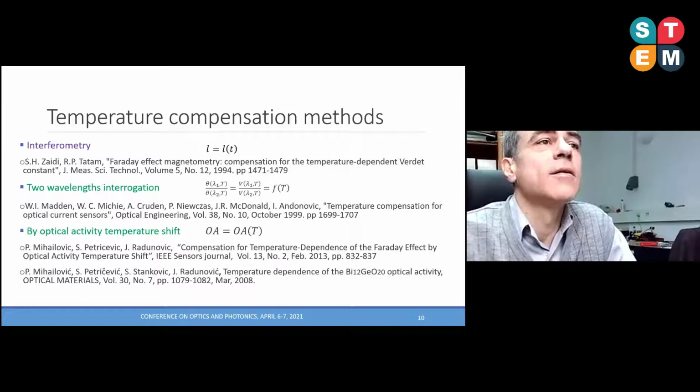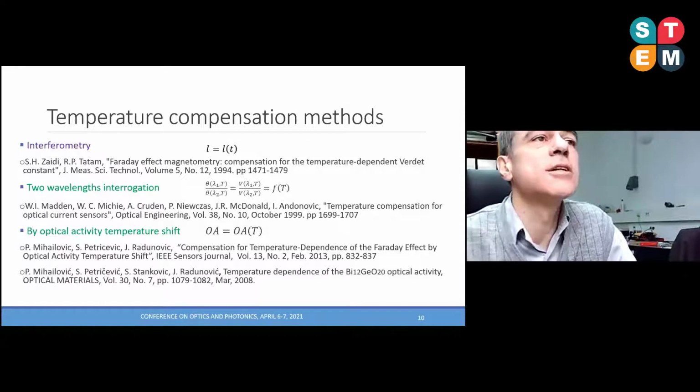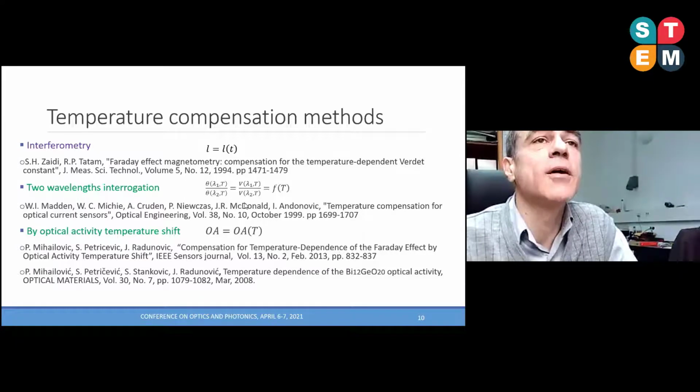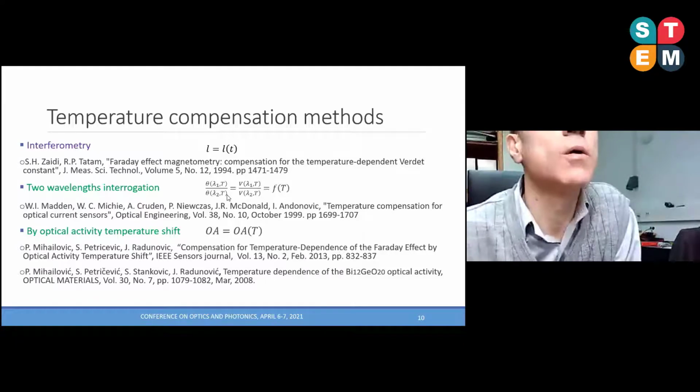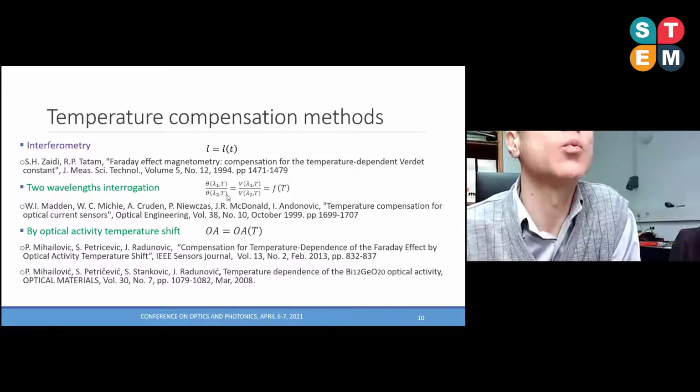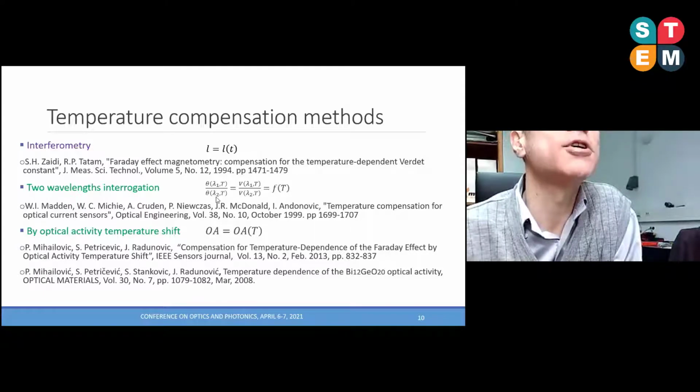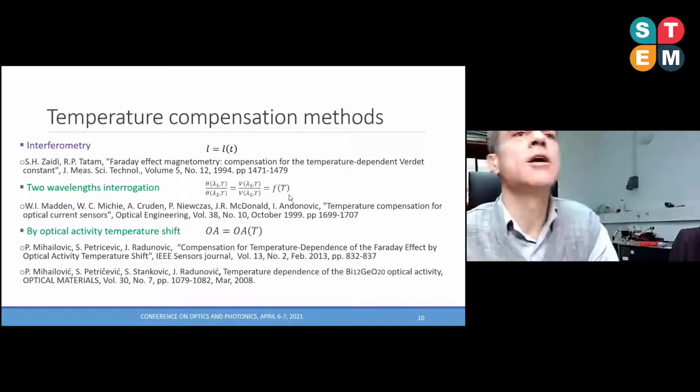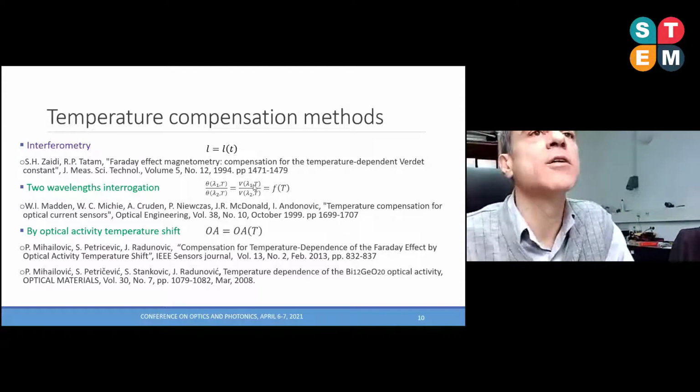One also very good solution is interrogation at 2 wavelengths. You are going to have 2 different Faraday rotations at 2 wavelengths, but they also depend on temperature in a different way. So actually their ratio is a function of temperature. So you can extract temperature from this ratio and then use the correct Verdet constant to determine the magnetic field.